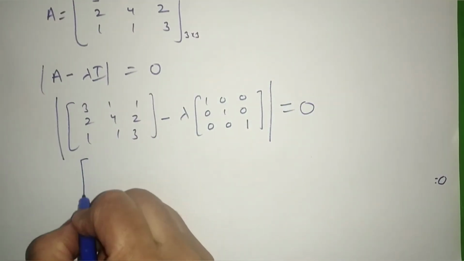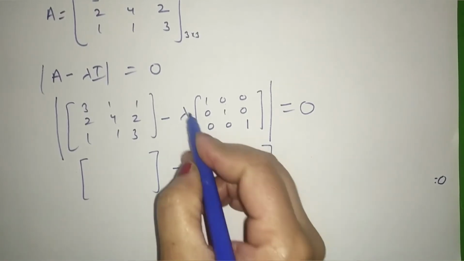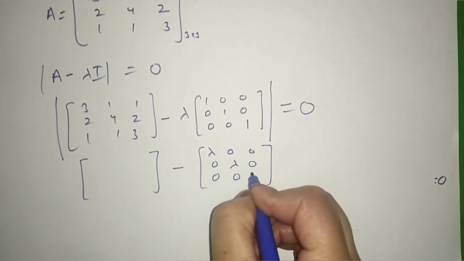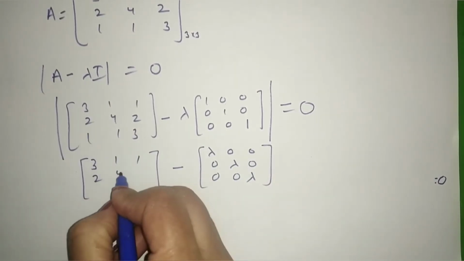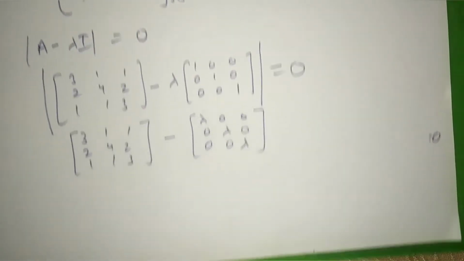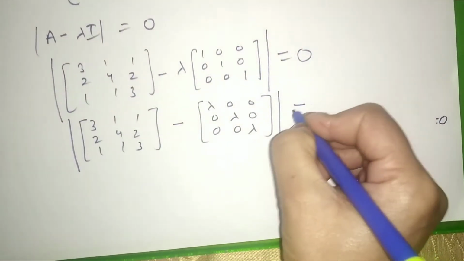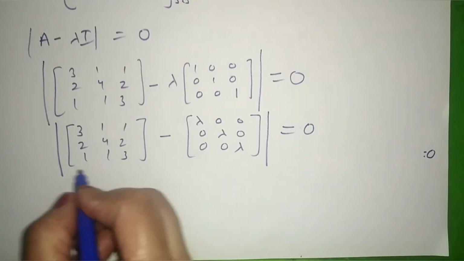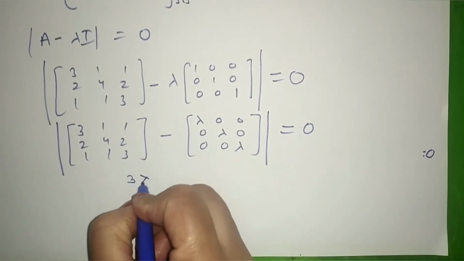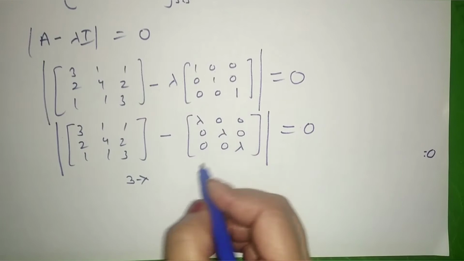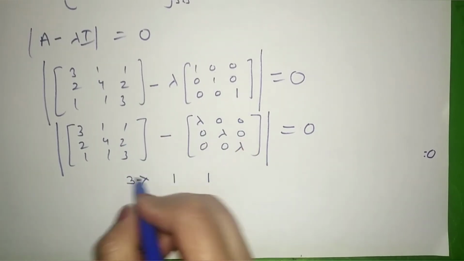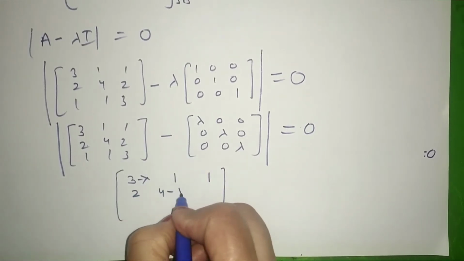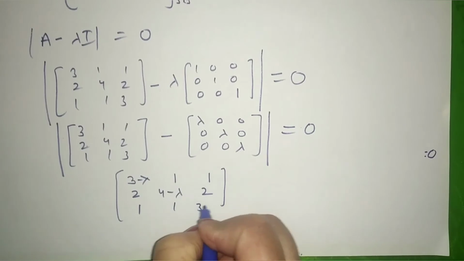So you will take the difference of these two matrices. When lambda is multiplied inside, it will be lambda 0 0, 0 lambda 0, 0 0 lambda. Matrix A will remain the same here. Now we will subtract these two. Don't forget to put the sign of determinant here. So if we subtract these, it will be 3 minus lambda. 1 minus 0 is 1. 1 minus 0 is 1. Corresponding difference we have to take. Then it is 2 minus 0, 4 minus lambda, 2, 1, 1, 3 minus lambda.